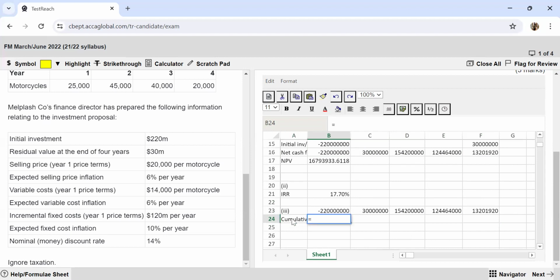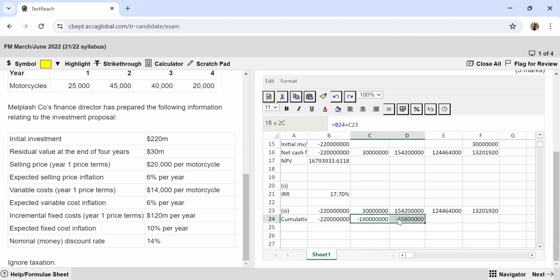In year 0, I'm spending out money. I've already spent 220 in year 0. Now in year 1, I get 30 million back. So in net, I am left with 190 million more to recover. Now in the next year, I recover some more money, so I add this to my total, which makes it 35.8 million more to recover.